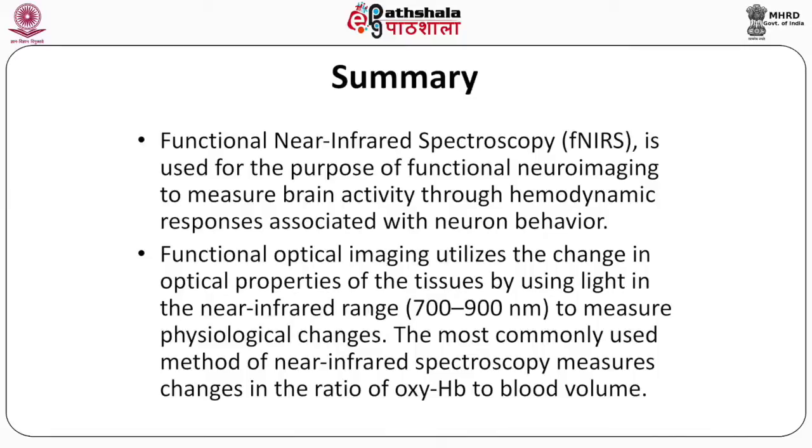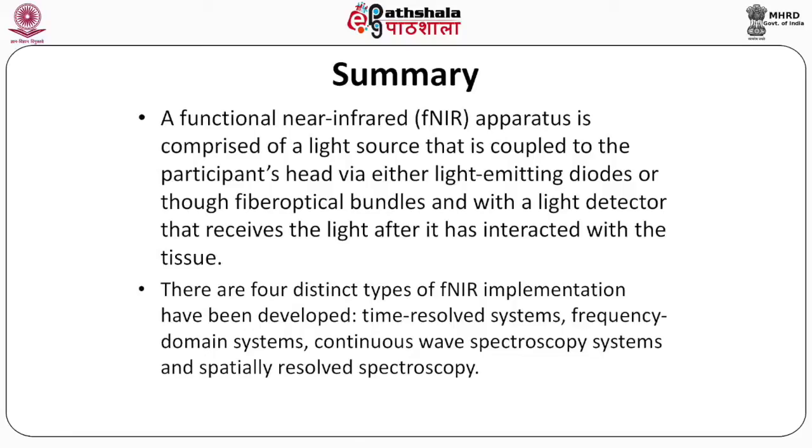Functional optical imaging utilizes the change in the optical properties of the tissues by using light in the near infrared range, that is 700 to 900 nanometers, to measure physiological changes. The most commonly used method of near infrared spectroscopy measures changes in the ratio of oxyhemoglobin to blood volume. A functional near infrared apparatus is comprised of a light source that is coupled to the participant's head via either light emitting diodes or through fiber optical bundles, and a light detector that receives the light after it has interacted with the tissue. There are 4 distinct types of FNIRS implementation that have been developed: time-resolved system, frequency domain system, continuous wave spectroscopy system and spatially resolved spectroscopy system.